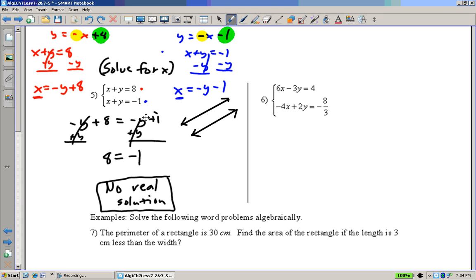These are a set of parallel lines. There is no real solution. All right, number 6. Let's try that. Again, I'm going to call the top one the red equation and the bottom one the blue equation.